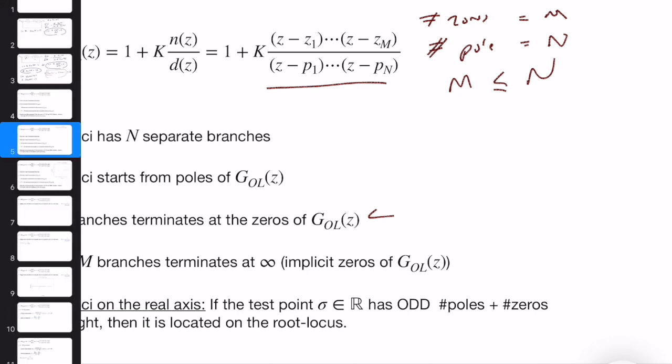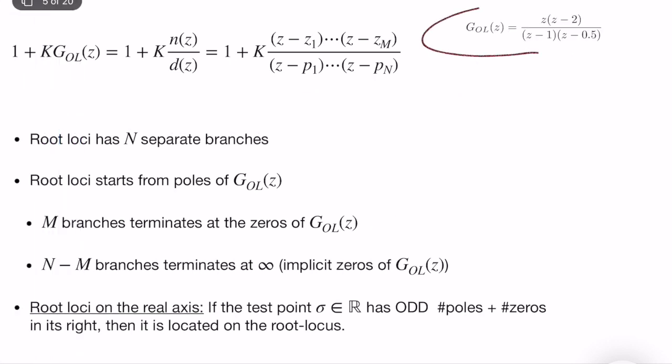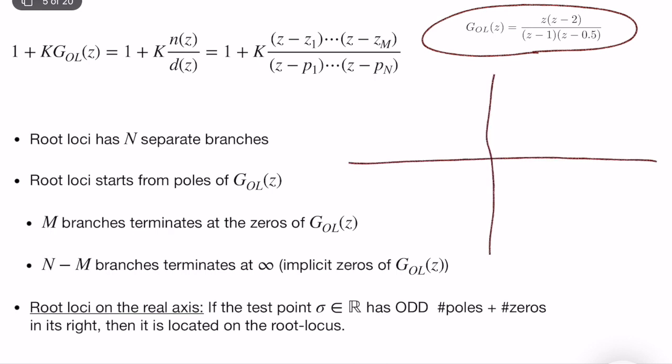Okay, let's solve an example. This is the transfer function. As you can see, we have 2 poles and 2 zeros, which is very good. So let's write them. One zero is at 0. One zero is at 2. We have a pole at 1. That's good. And we have a pole at minus 0.5.